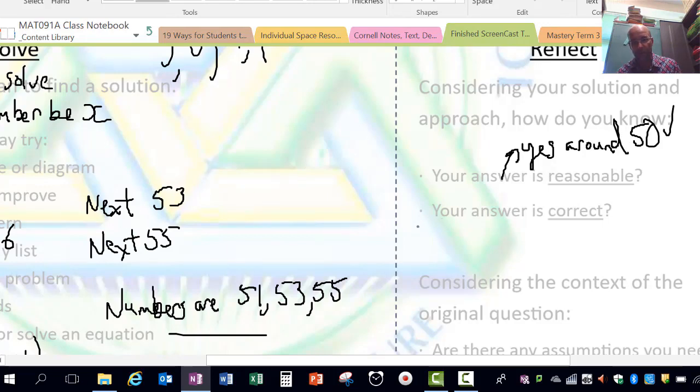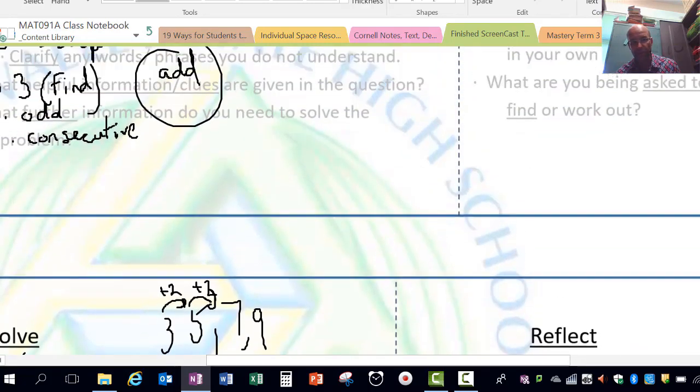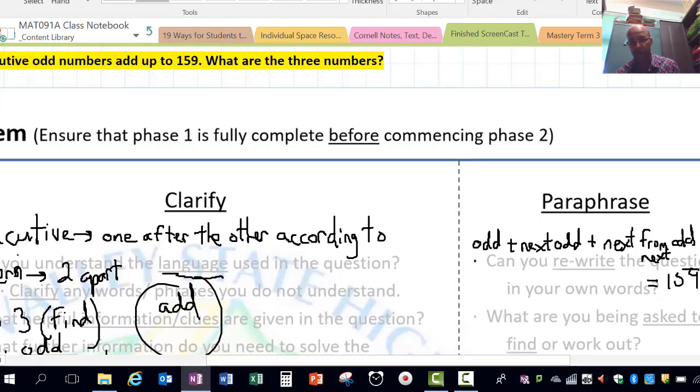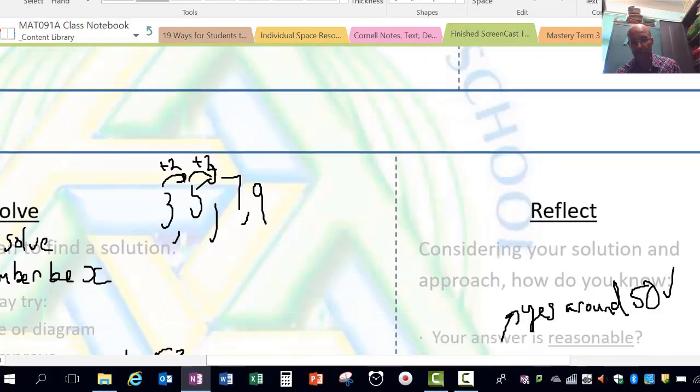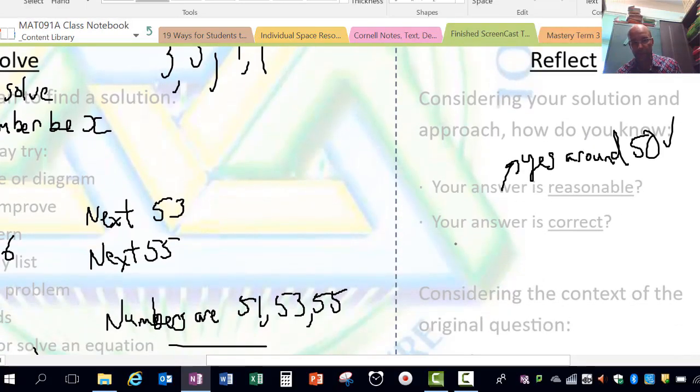Is it correct? We can check that. We can check the reasonableness of our answer by checking, because let's see if it works. The question said, if we look at the top, consecutive odd numbers add to 159. What are the three numbers? Well, let's see if they add to 159. Okay, we check it. 51 plus 53, 153, 55. That's 150 plus 9 is 159.